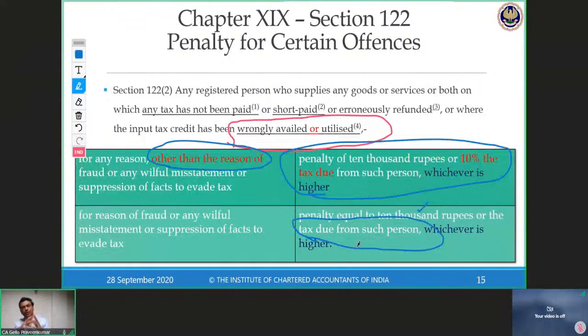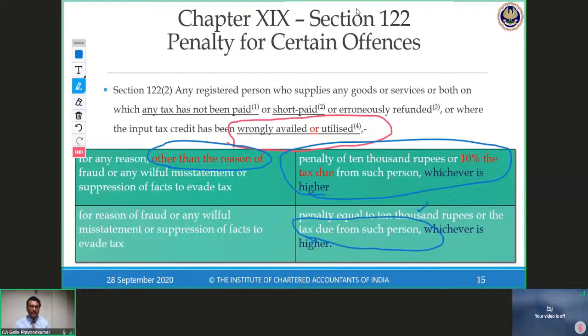Whenever there is an assessment or scrutiny, in which section 122 subsection 2 has been invoked, where my absence of intention to evade payment of tax is not established by any documentary evidence, then clause 2 comes into the picture, where my penalty is equivalent to the tax. How much is the tax? 2,80,000. So I am supposed to pay the entire 2,80,000 as penalty. This is a serious offense under section 122. So friends, this is what we need to keep in mind when we are talking about our penal provisions.